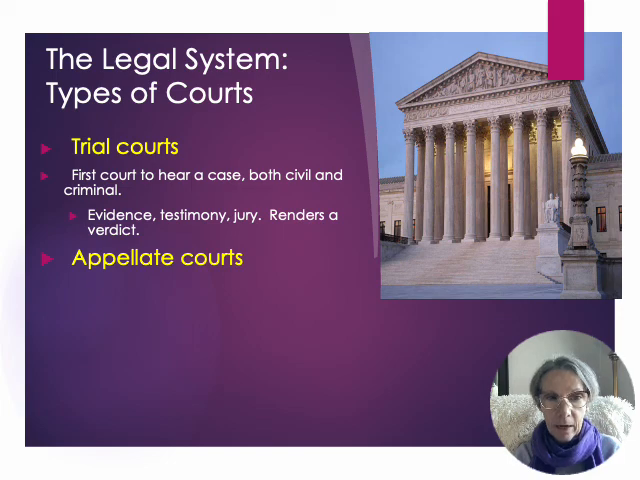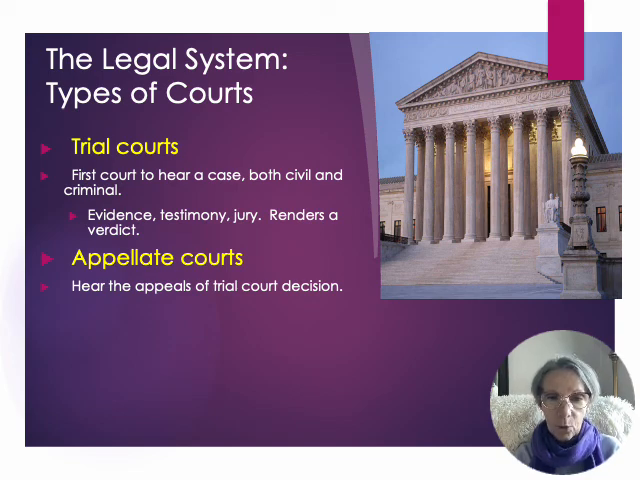An appellate court, as the name indicates, is a court that hears a case on appeal. They don't have original jurisdiction. They have appellate jurisdiction. That means they can only hear the case after it's been heard by the lower level trial courts. Basically, the appellate court hears the appeals of the trial court.